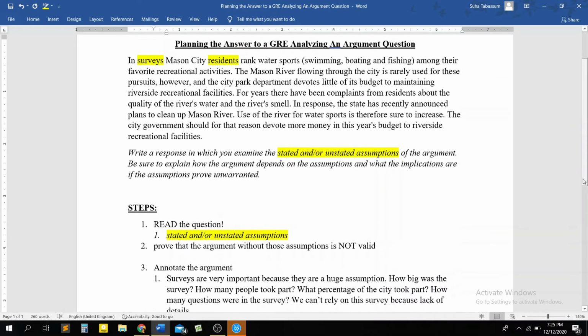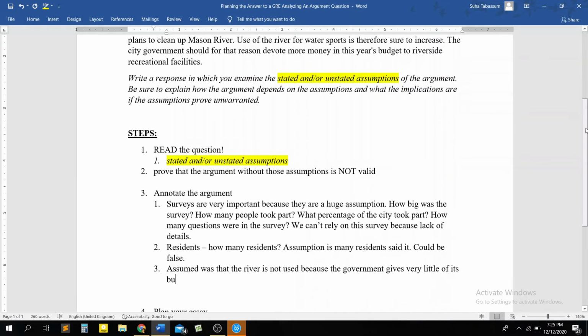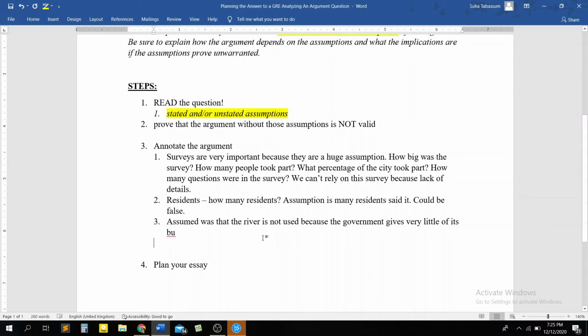So let's read that again. The Mason River flowing through the city is rarely used for these pursuits, which means these activities, because the city park department, which means the government, devotes little of its budget to maintaining the riverside recreational facilities. Right, so this is our assumption that we found in the next sentence. So what questions can you find here from this assumption?